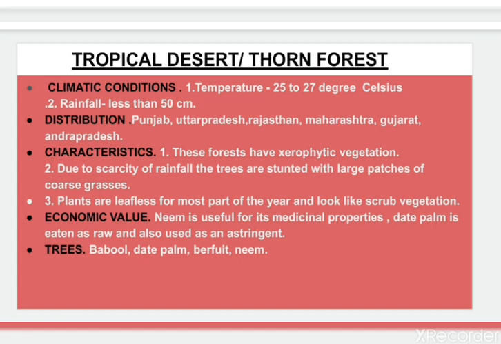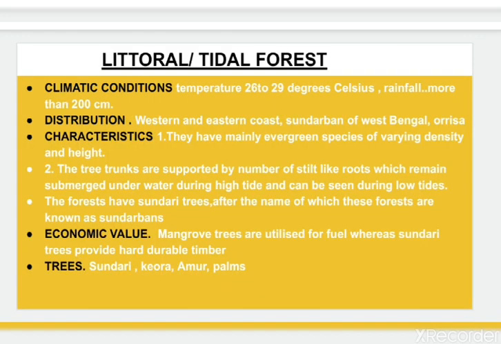Moving next, economic value. See, I have written here neem, which is a popular tree in these forests, which is useful for its medicinal properties. Date palm is eaten raw and it's also used as an astringent. Next is the trees. See the trees' names: babul, date palm, barfruit, neem, etc. These trees grow in tropical desert or thorn forest.